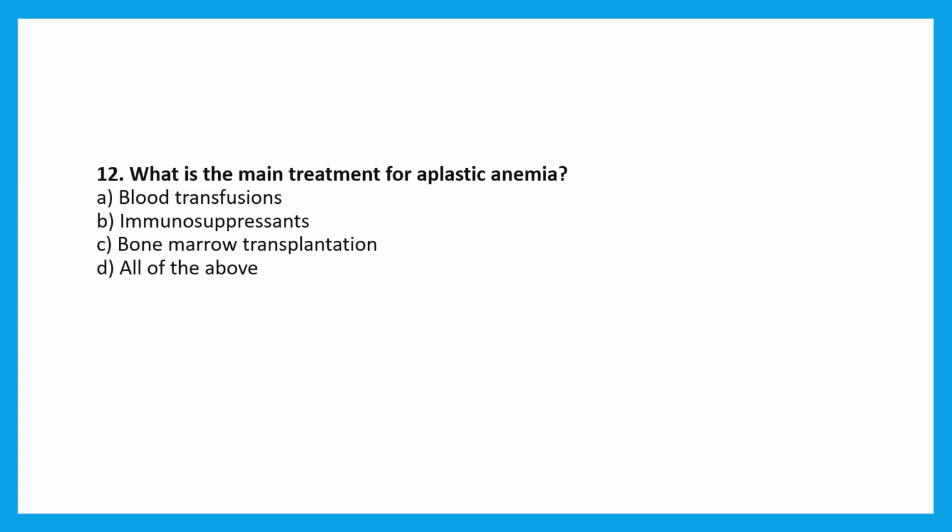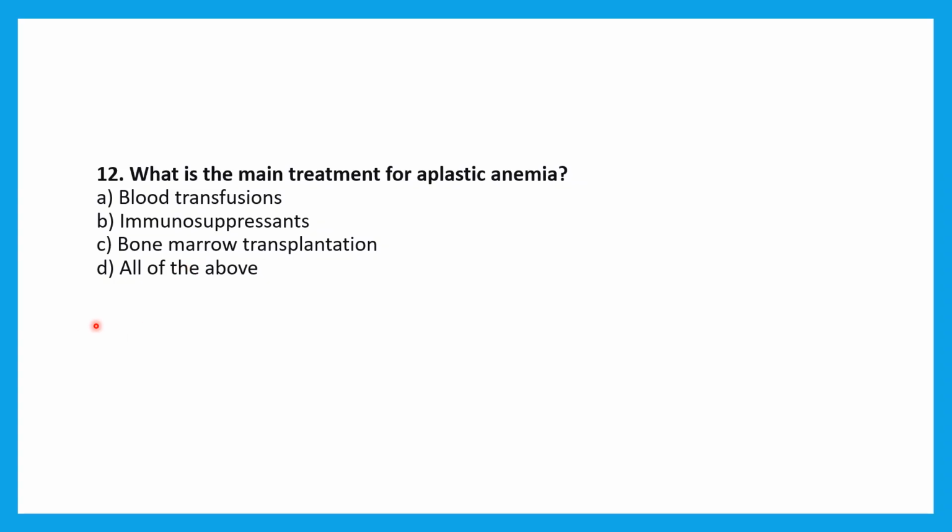We move to question number 12. What is the main treatment for aplastic anemia? A, blood transfusions. B, immunosuppressants. C, bone marrow transplantation. And D, all of the above. Which answer do you pick here?